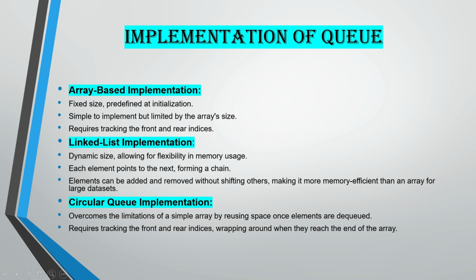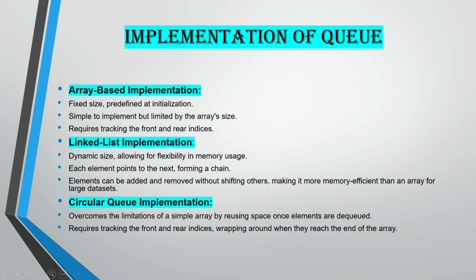In this slide, we'll explore different methods for implementing a queue. First, we have the array-based implementation. This uses a fixed-size array defined when the queue is initialized. It's simple to implement but is limited by the array's predefined size. This approach also requires tracking the front and rear indices to manage where elements are added or removed.